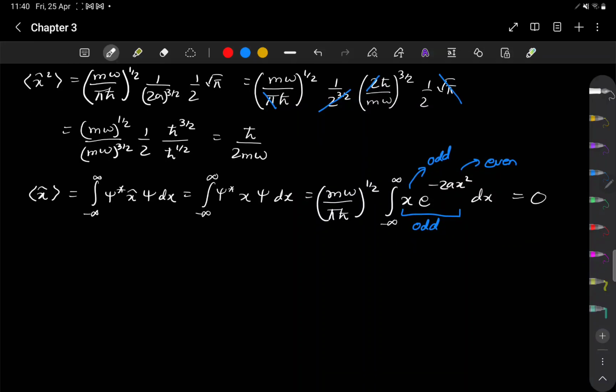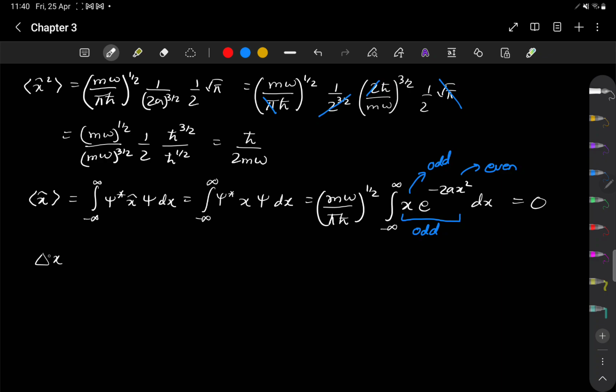So thus what we have is delta x squared is the following. Since this second term is 0, only the first term survives, which implies uncertainty in x is square root h cross over 2 m omega.